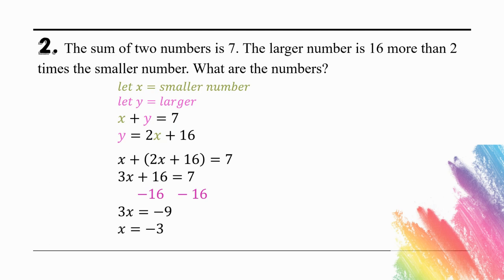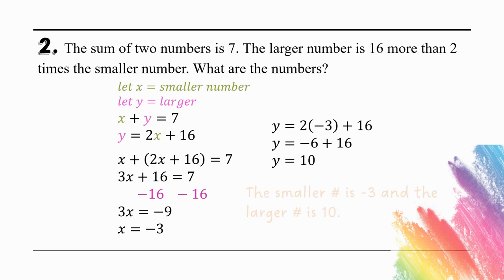And then divide both sides by 3. Now that we have x equals negative 3, we know the smaller number. So to find the larger number, I would substitute negative 3 for x in that bottom equation. 2 times negative 3 gives us negative 6, and then add 16, we get 10. The smaller number is negative 3, and the larger number is 10.